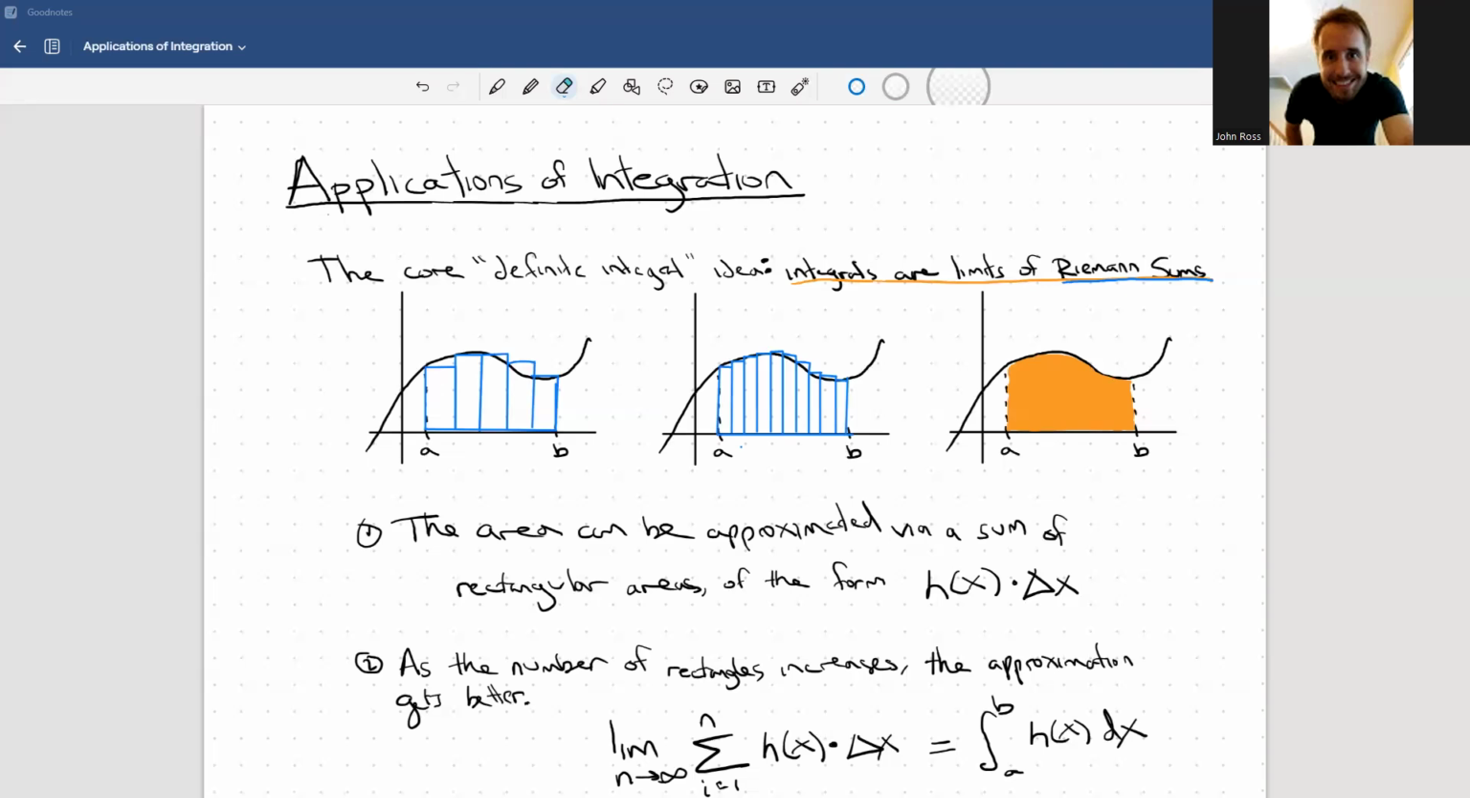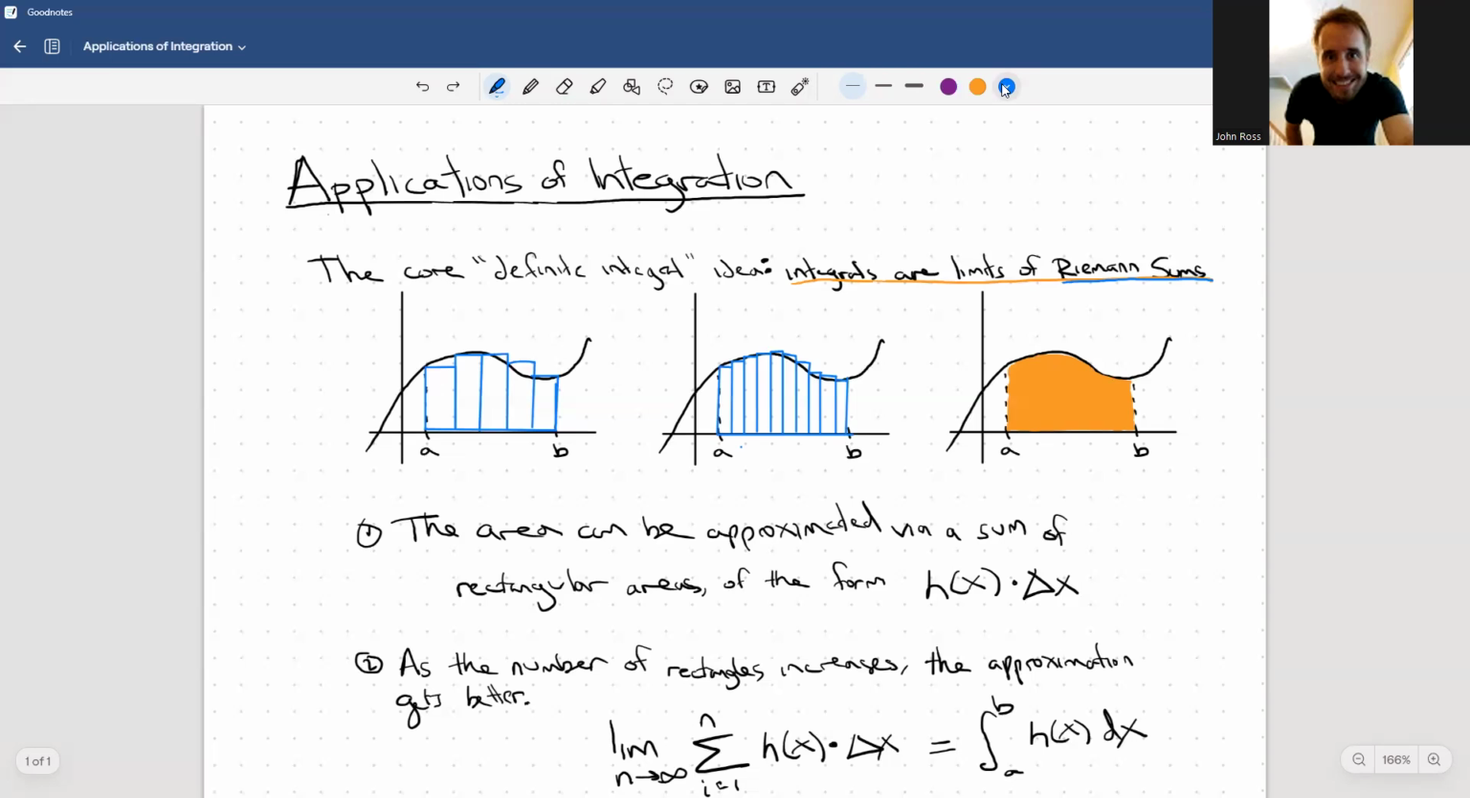Well, this core idea can be summarized in 2 points. The first is that area can be approximated via a sum of rectangular areas. So the exact area that we want, this would be the orange picture over here. So the exact area that we might want, that picture on the right, can be approximated by setting up a bunch of rectangles and adding up or summing those rectangular areas. So you could think of this as either of the pictures on the left. We're approximating the area with a bunch of rectangles all smushed together.